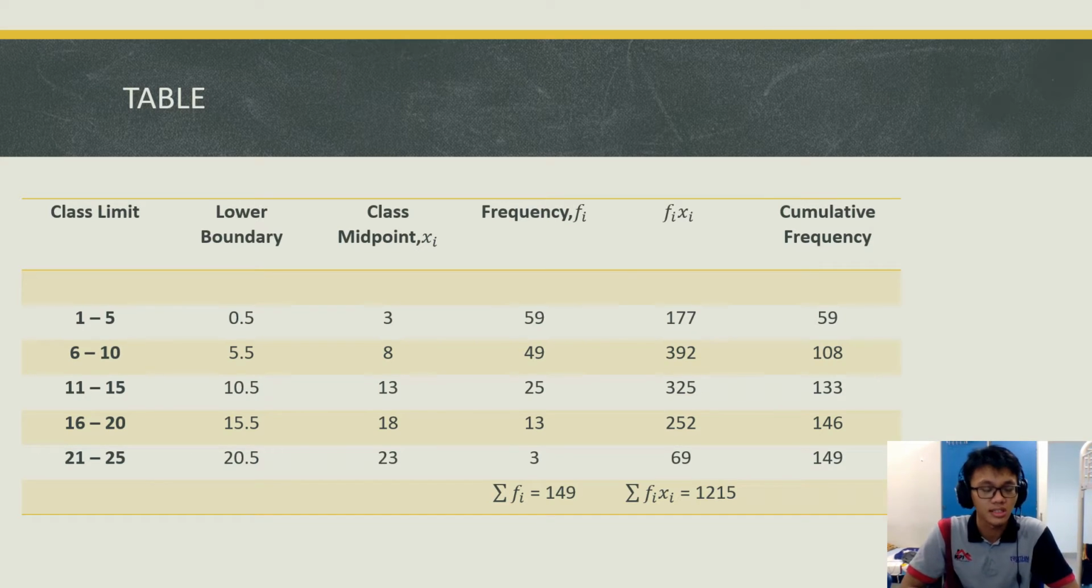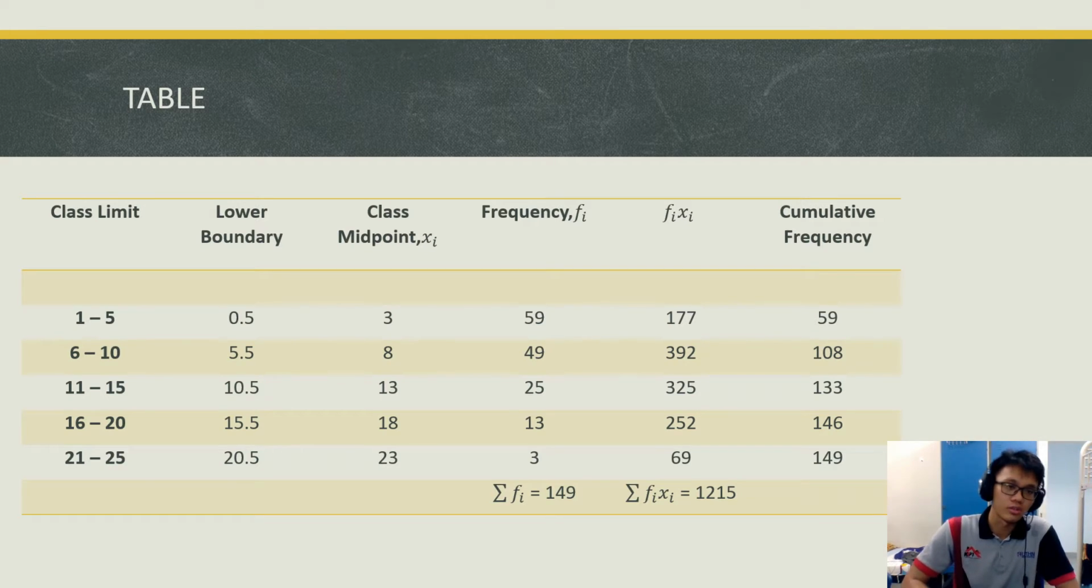For the second row, 6 until 10 for the class limit, the lower boundary is 5.5, the class midpoint x is 8, the frequency f is 49, the fx is 392, the cumulative frequency is 108. For the third row, the class limit is 11 until 15, the lower boundary is 10.5, the class midpoint x is 13, the frequency f is 25, the fx is 335, the cumulative frequency is 133.